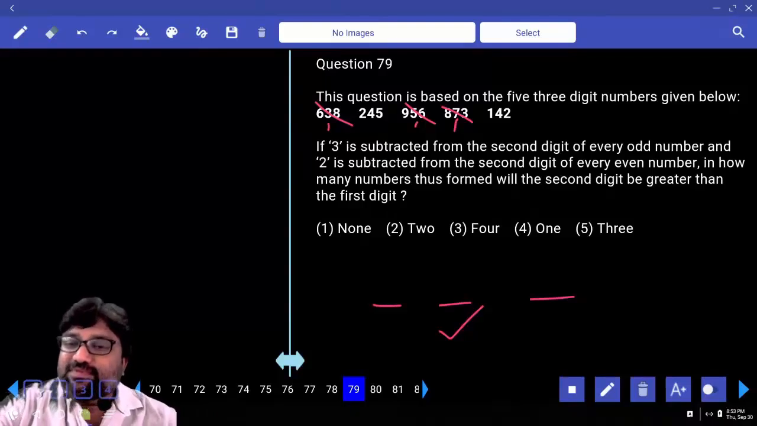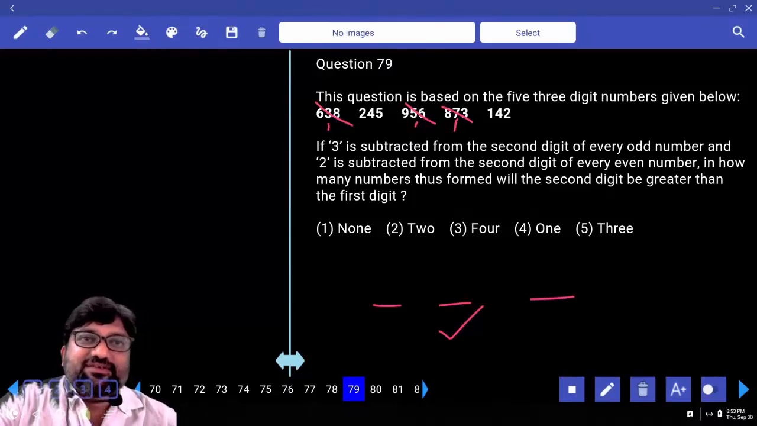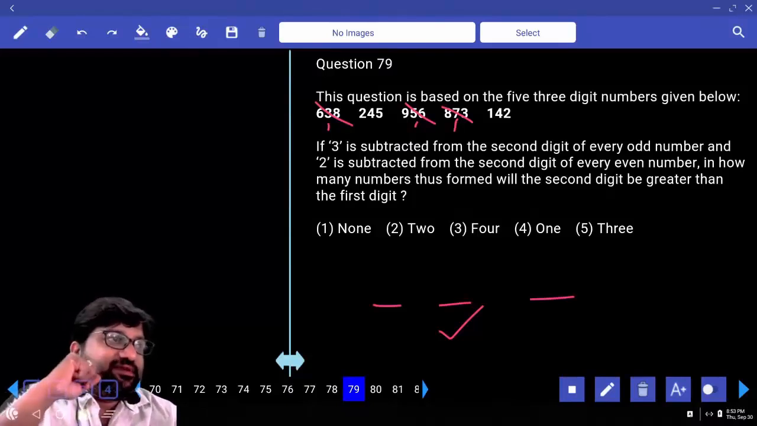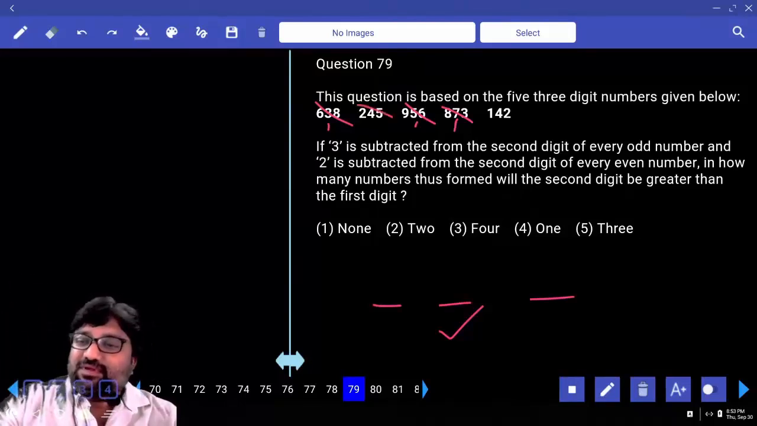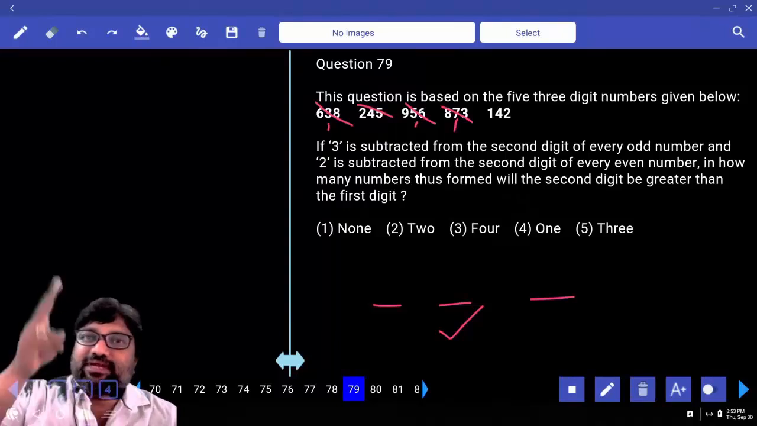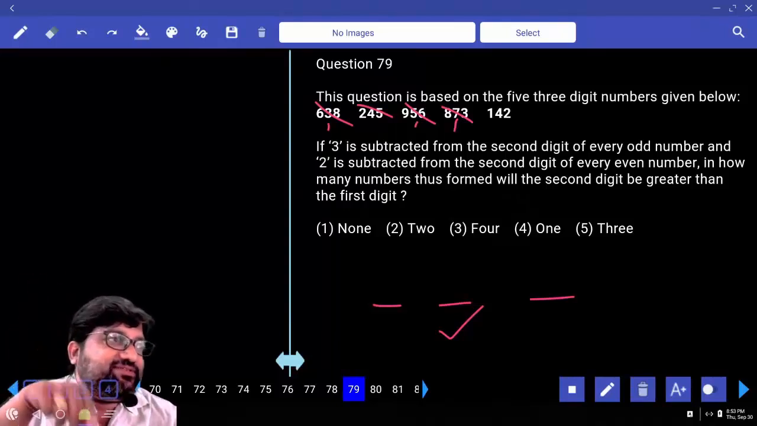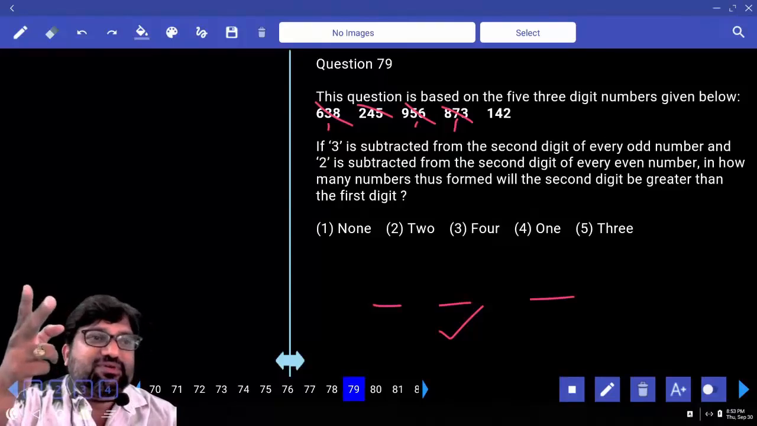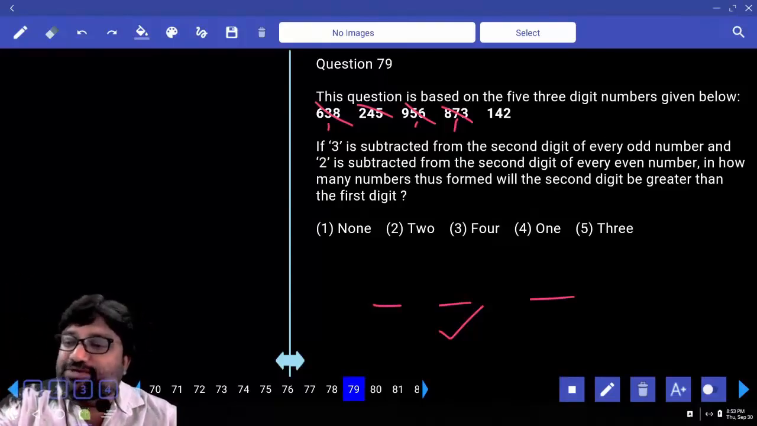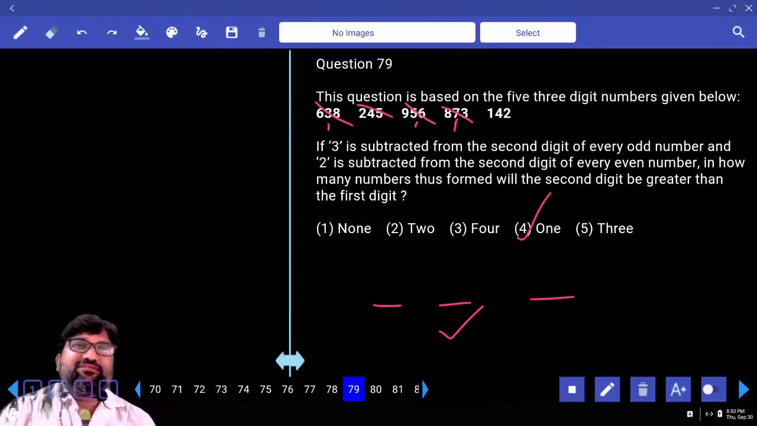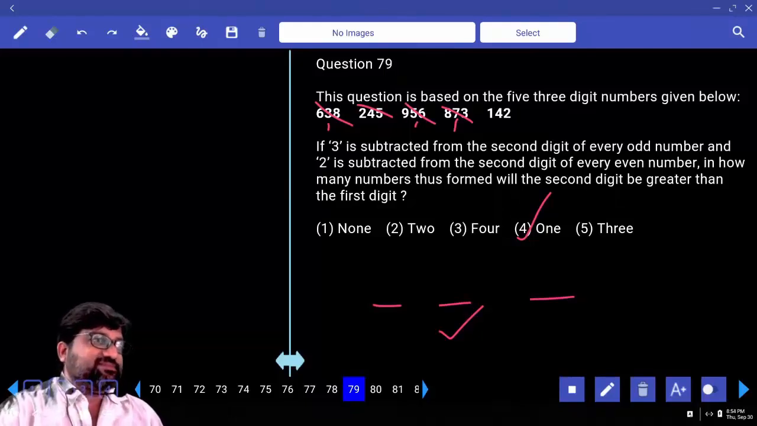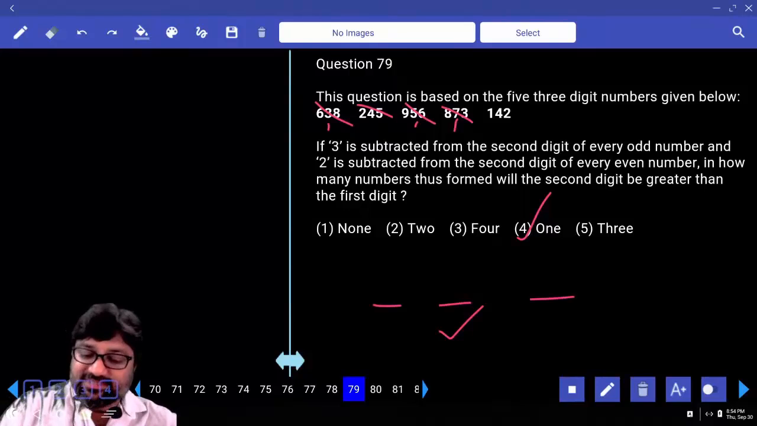245 is an odd number. Subtract 3 from the second digit. 4 minus 3, 1. So is the value of the second digit more than the first digit? No. 142 is an even number. Subtract 2 from the second digit. What is the second digit? 4. 4 minus 2, 2. Now is the second digit greater than the first digit or not? So how many? Only 1. Is this clear? This is how you should think in the exams. This is where your time is being saved.